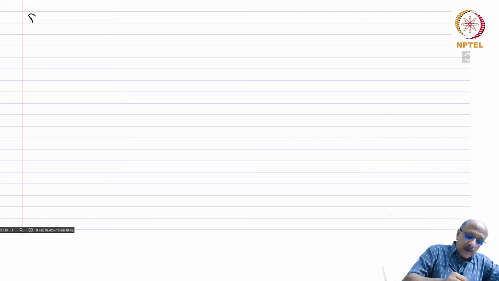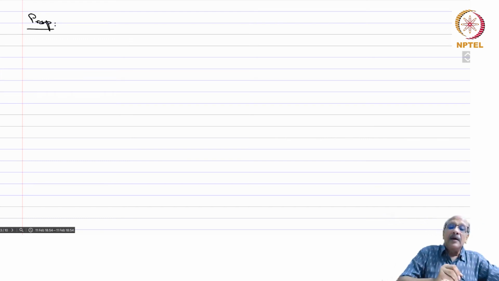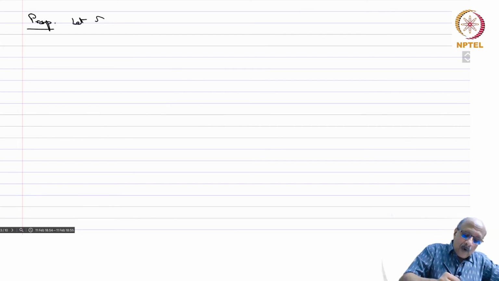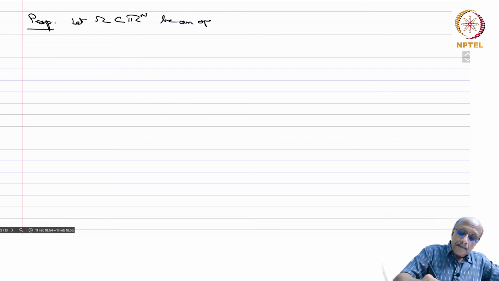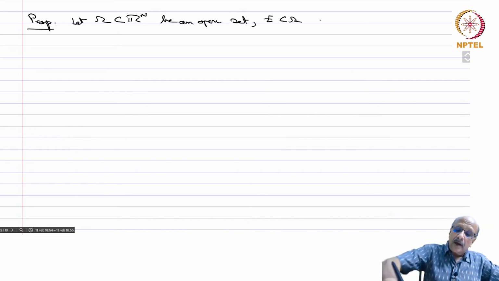So let us apply this. We will use this result repeatedly in a very important way later on. So for the moment let us give an application using this. Let omega contained in Rn be an open set, and E contained in omega, Mn of E finite. So it's a measurable set with finite measure.